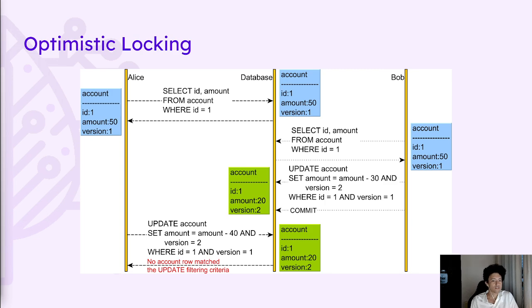As you can see on the left-hand side, Alice is reading with select ID, amount from account where ID is equal to 1. So it's reading the initial value of the account. Bob is also reading the initial value of the account. Then an update is performed. There is a very interesting version variable here. The account was version 1. When the update was performed, the version was changed to 2, so we set the version as 2 where the version was 1.